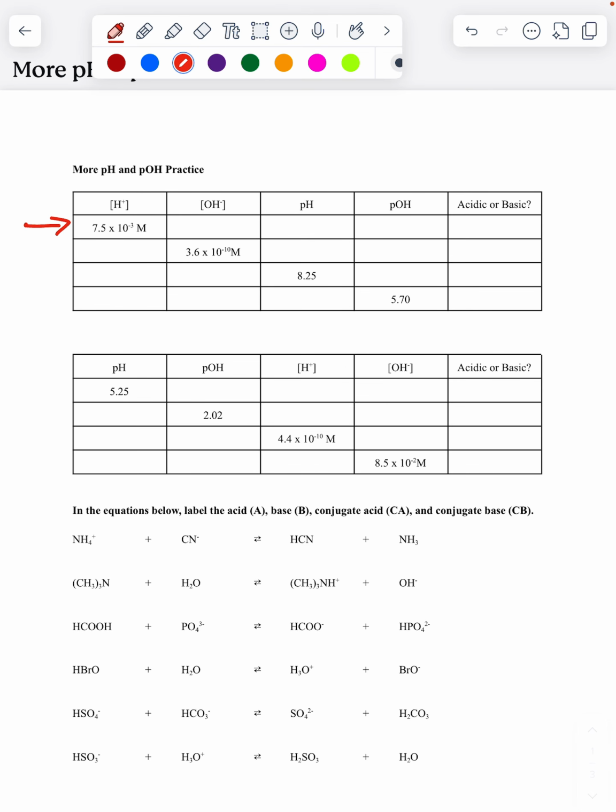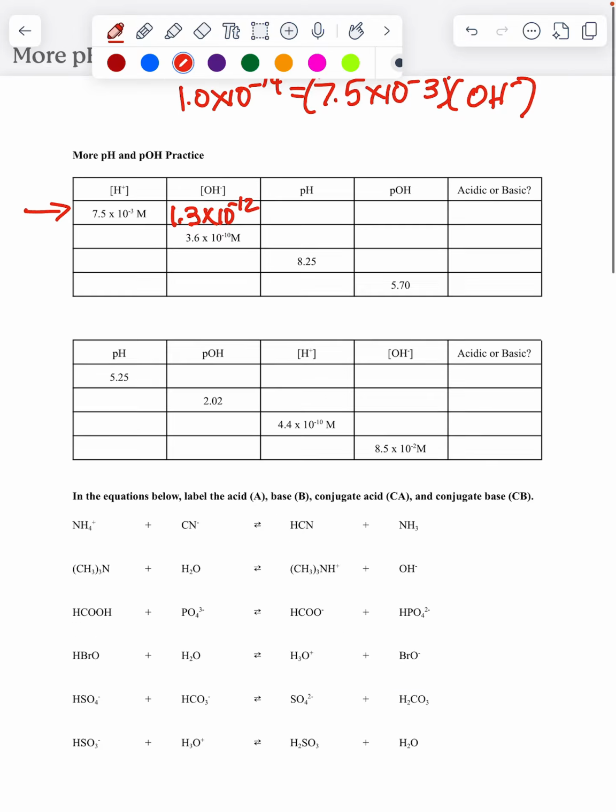I'm going to first do 1 times 10 to the negative 14th equals 7.5 times 10 to the negative third times the OH concentration, okay? So on my calculator, 1 EE 14 negative divided by 7.5 EE 3 negative, and I'm going to get 1.3 repeating times 10 to the negative 12. 2 sig figs, right? So this will be 1.3 times 10 to the negative 12th.